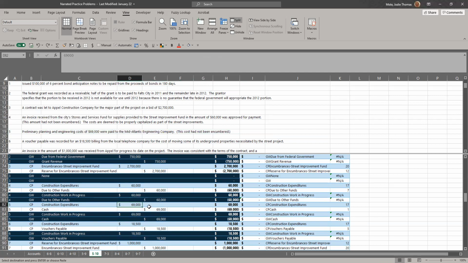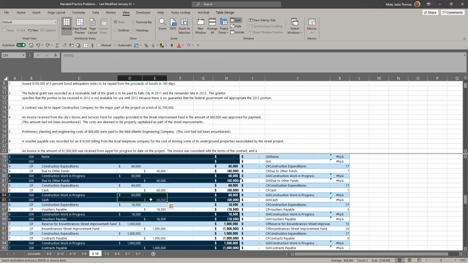So we're paying this right off the bat. We're paying this capitalized government-wide amount, and we're capitalizing it. We're paying it in cash there.